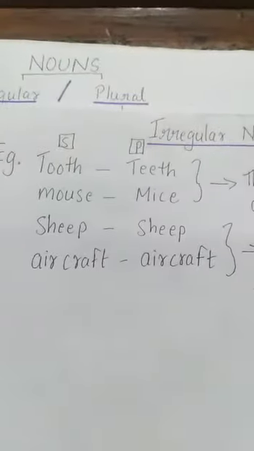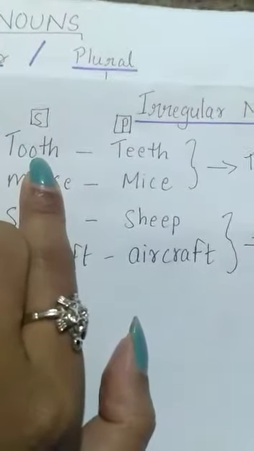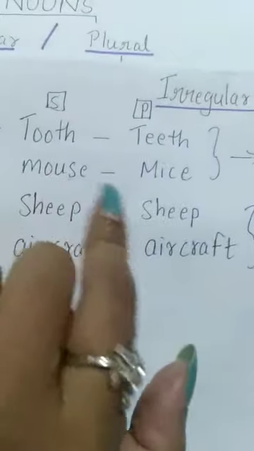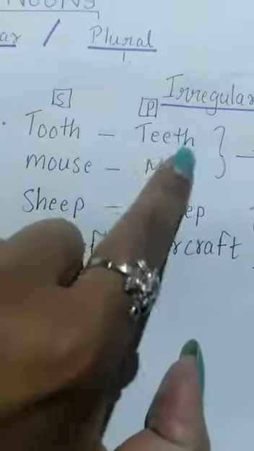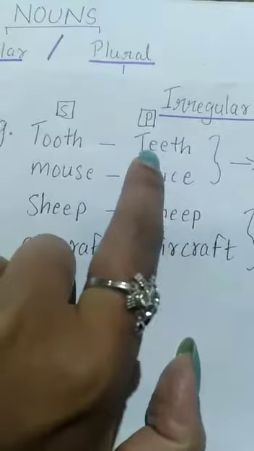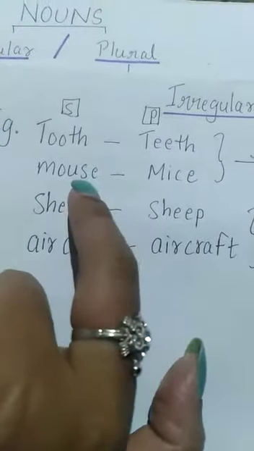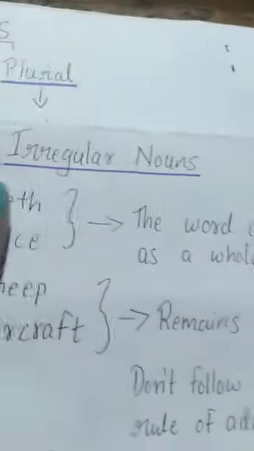Now here are some examples of irregular nouns, like tooth. Do we say tooths? No, we don't say tooths, we say teeth. Mouse, do we say mouses? No, we say mice. So here the word is changing as a whole. We are not making an addition to tooth, we are changing the word as a whole to teeth. We are not adding anything to mouse, but we are changing the whole word to mice. So the word changes as a whole in irregular nouns.